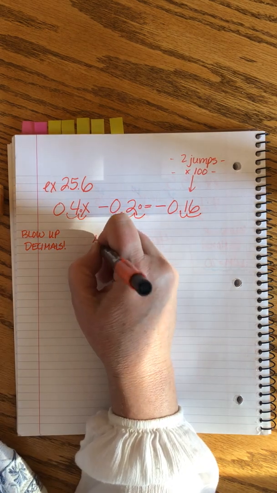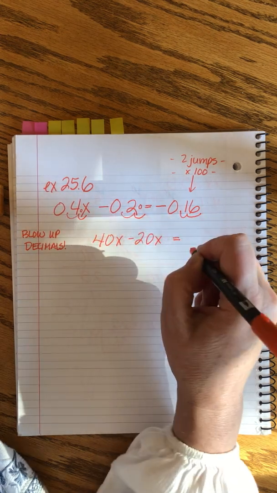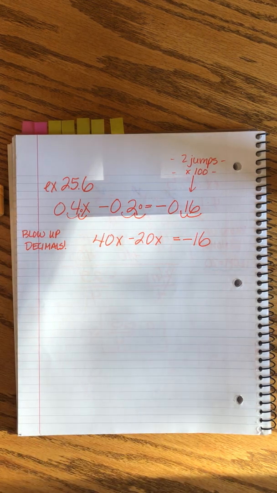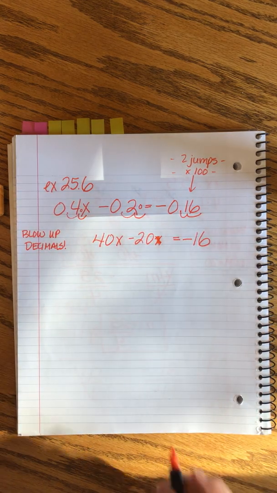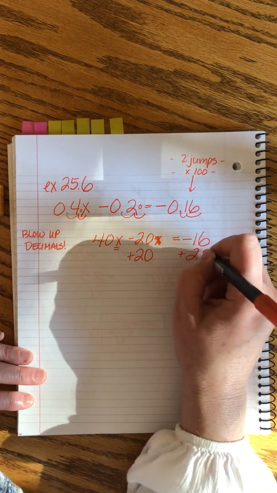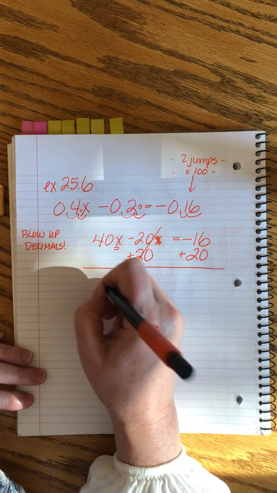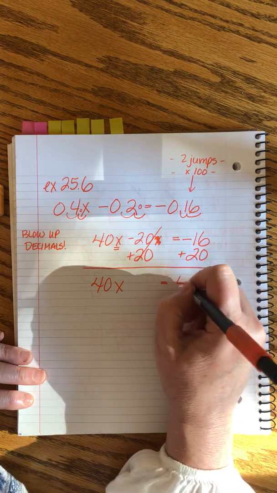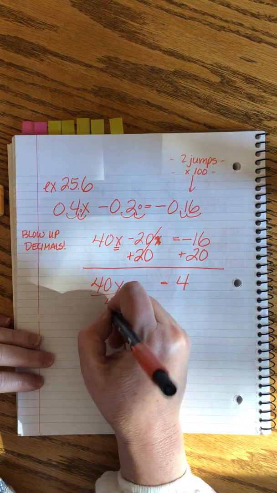So now I've got 40x minus 20x equals negative 16. Oh, I'm sorry, this shouldn't have an x. I made that up. All right, so then we'll add 20. Again, here's our x. Pay attention to that. Add 20 to both sides. 40x equals 4. Divide both sides by 40.